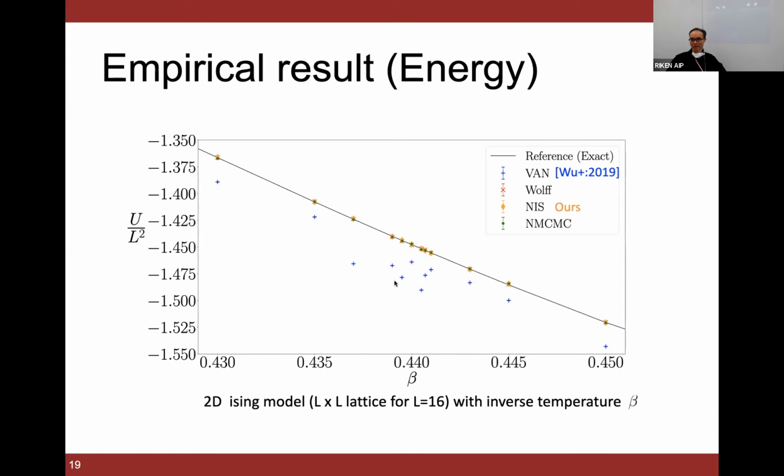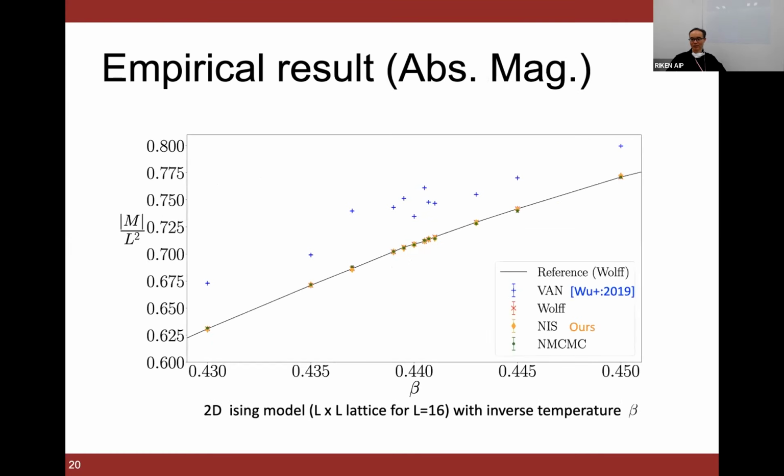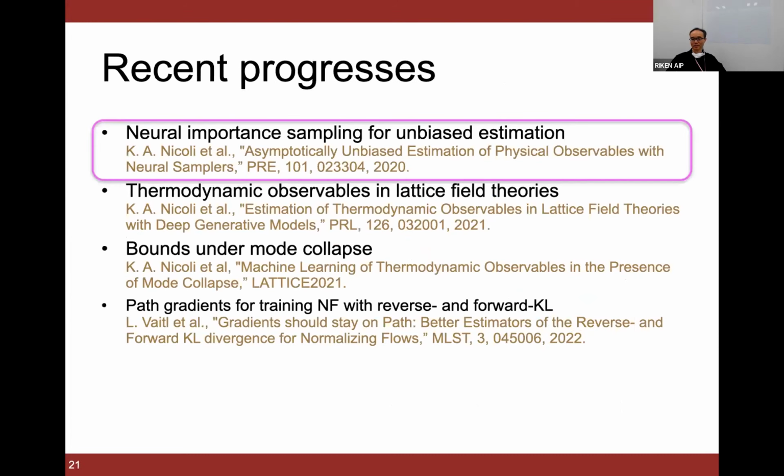So this is the result on energy, and this is the result on absolute magnetization. And in both cases, we get compatible estimators to the reference value. But what about the variance of the estimator?